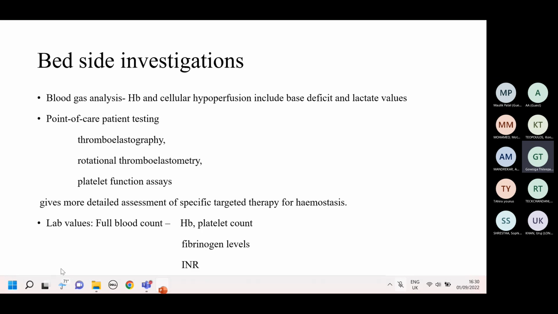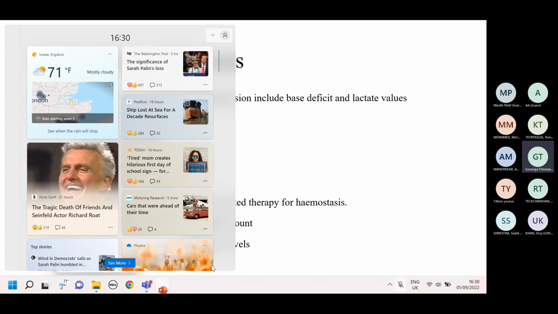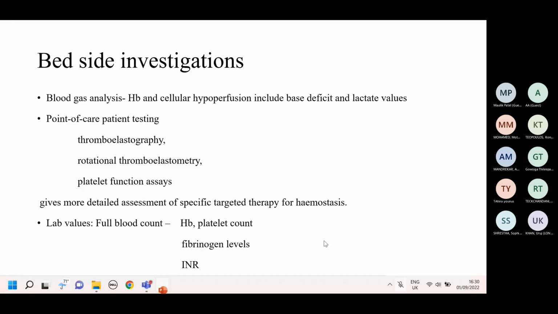And the lab values: full blood count, hemoglobin, platelet counts, and hematocrit levels, fibrinogen, INR, coagulation profile, everything. These are the investigations that you do, along with other investigations to find out where the bleeding is.